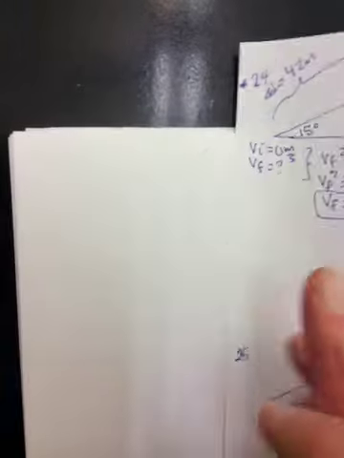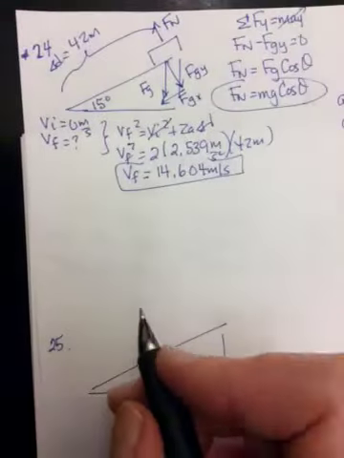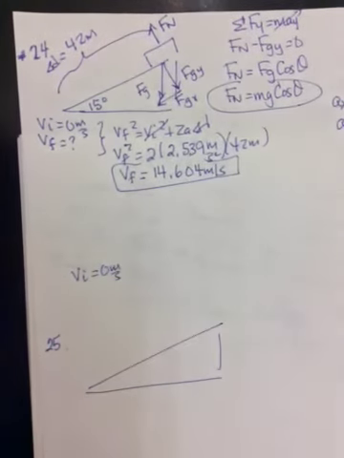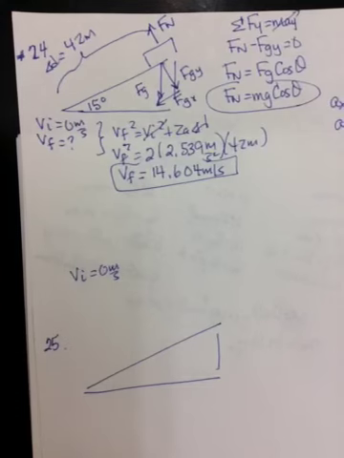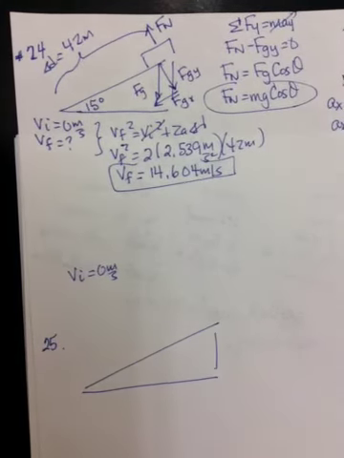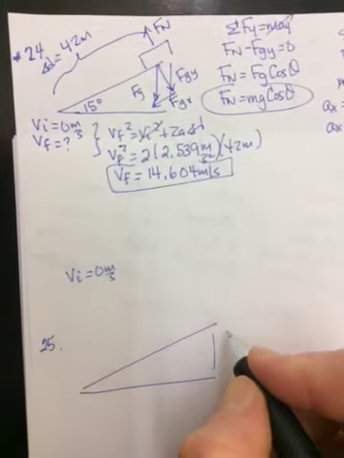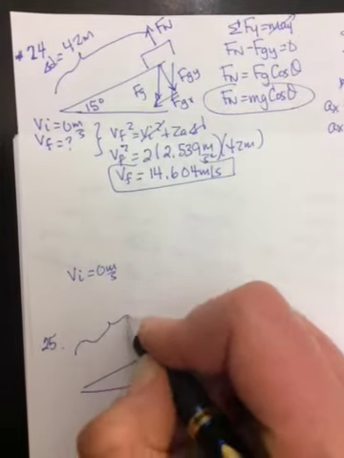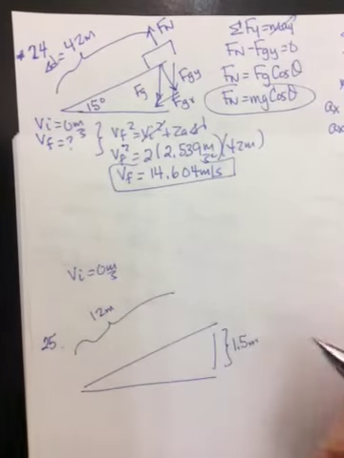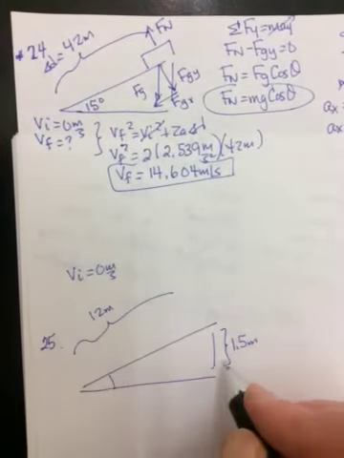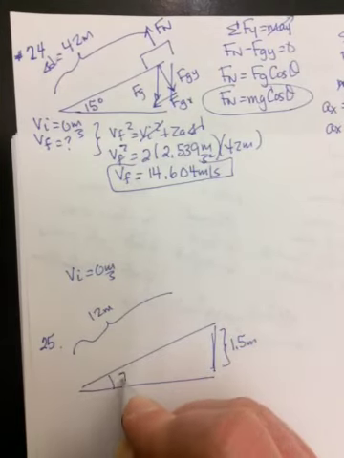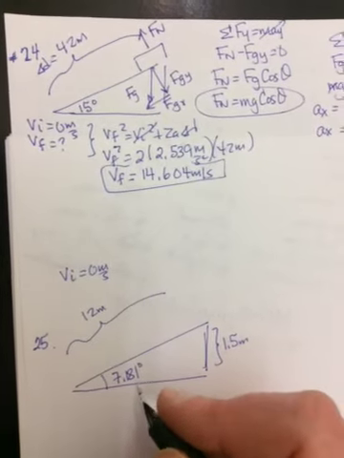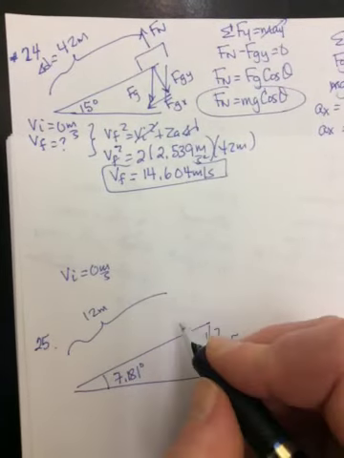Number 25, starting from rest, a cyclist, so we're starting from rest. VI is 0. Starting from rest, a cyclist coasts down a starting ramp at a professional biking track. If the ramp has minimum legal dimensions, 1.5 meters tall and 12 meters long, so this way will be 12 meters, right? And so we can find this angle, inverse sine, should be 7.181, I think, degrees. And it says, first, neglecting friction, find the acceleration of the cyclist.